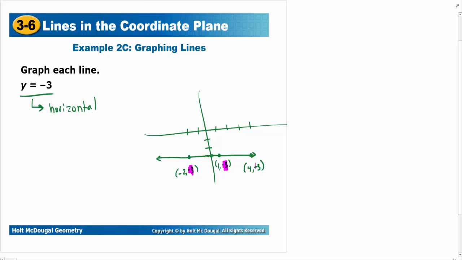Your y value on the horizontal line is always negative 3. That's kind of why the equation is y equals negative 3. That's your y value every time. Okay, but we should know that now. Y equals a number is horizontal at that number.